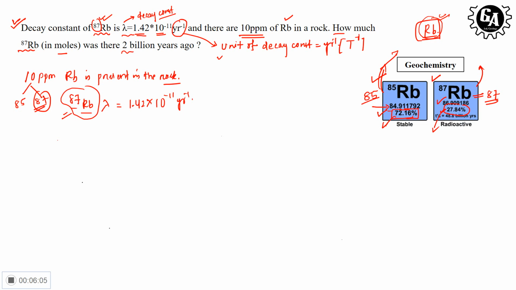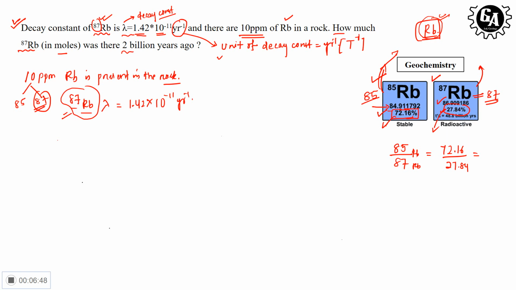So if you just want to calculate the abundance ratio, it is rubidium-85 divided by rubidium-87. The abundance of 85 is 72.16, divided by 27.84 for 87. Then the ratio is 2.59.